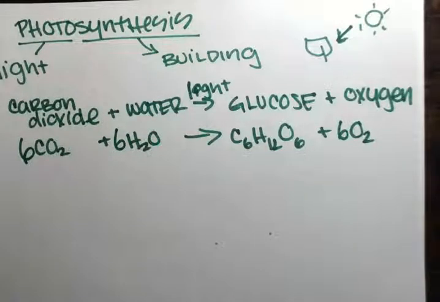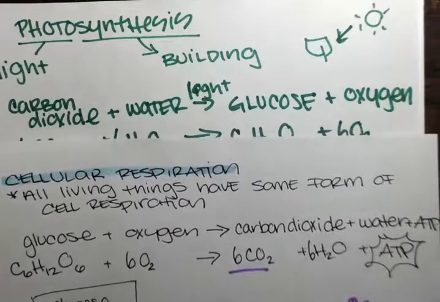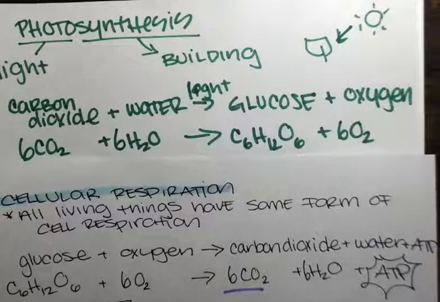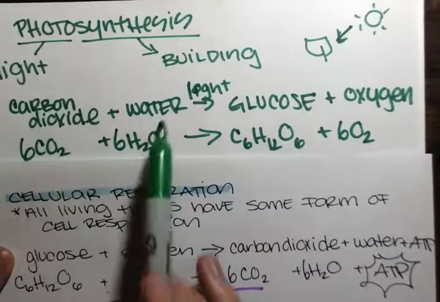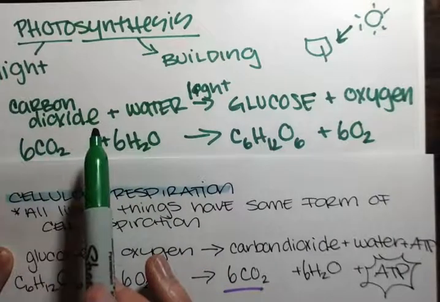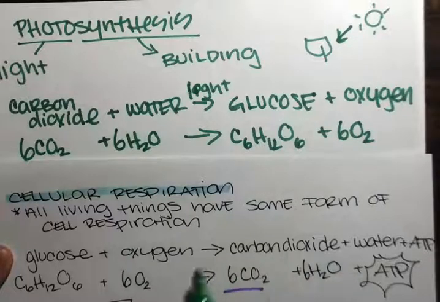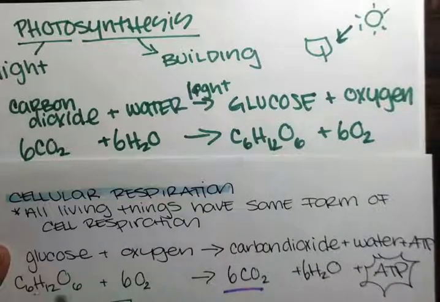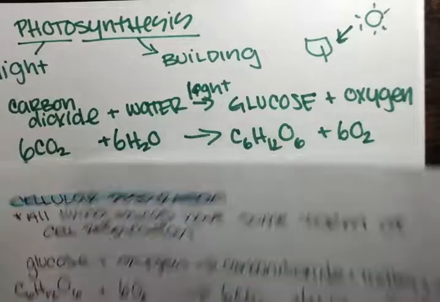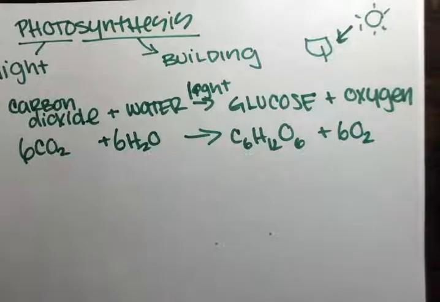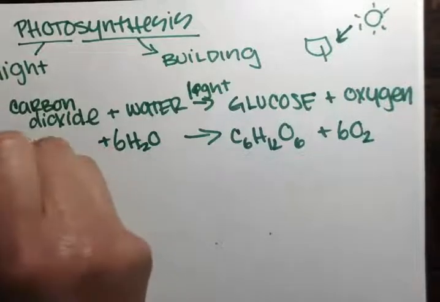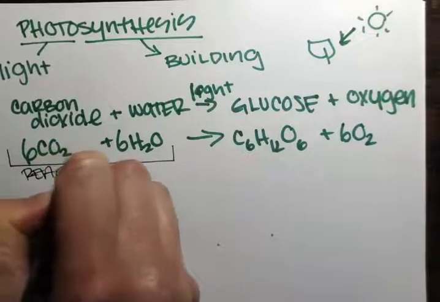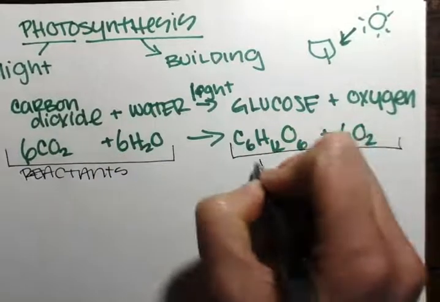Now, this may look a little bit familiar. If we go to our cellular respiration, you may notice something. So if I look at these, my reactants for photosynthesis, so the things on this side, are the same as my products over here, with a big difference being the form of energy. And then here, my products from photosynthesis are the same as the reactants for cellular respiration. So these are kind of like inverse of each other. So again, just to review that vocabulary too, these are your reactants, and these are the products.